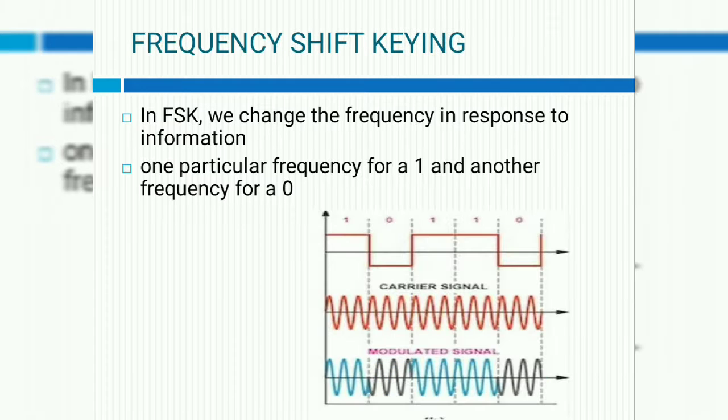In frequency shift keying, whenever the binary data is 1, the same carrier is passed. Whenever there is a 0, the frequency of the carrier is varied. In PSK, phase shift keying, whenever there is a 1, the same carrier is passed. Whenever there is a 0, the phase of the carrier is reversed, which means the phase of the carrier is shifted by 180 degrees. This is PSK.